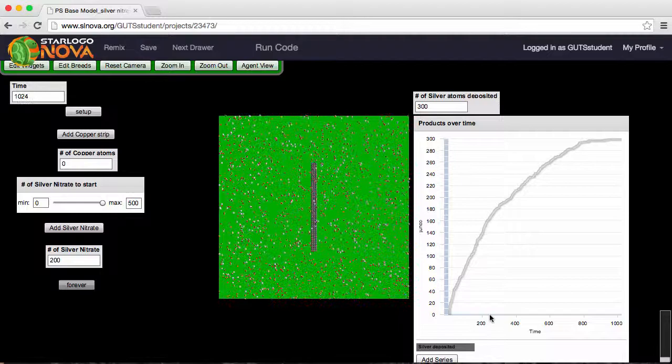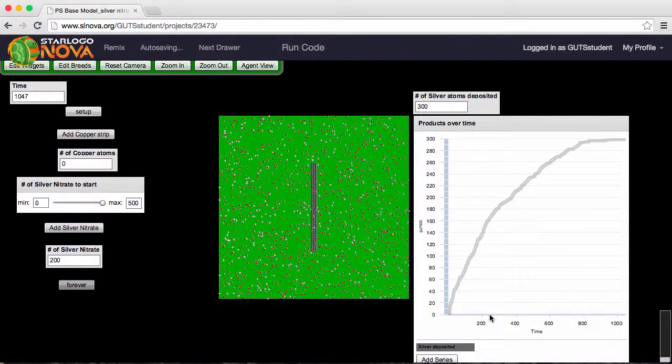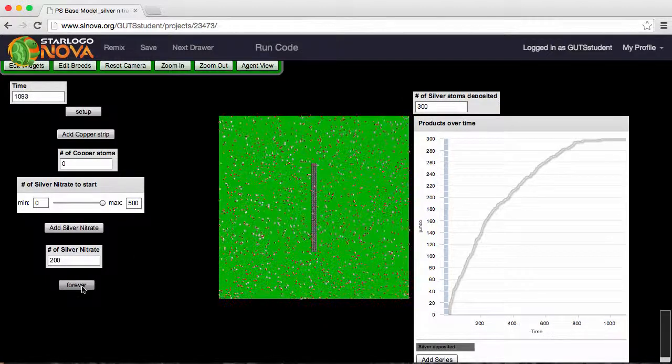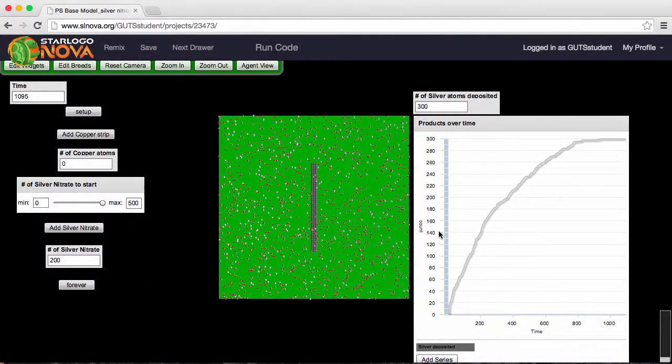Now, is this a conclusive conclusion? Well, we have to go back and redo this again and again. But here is the graph. I'm going to stop it. And right at 150, half of the silver atoms produced, you see it's about 200. Okay, so I'll leave that for you to try with different angles.